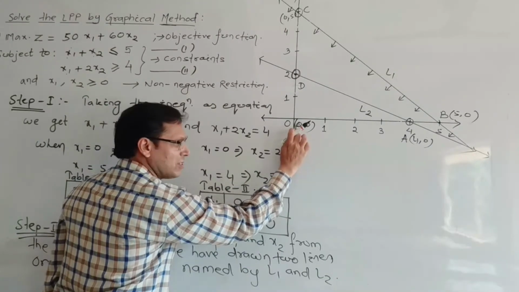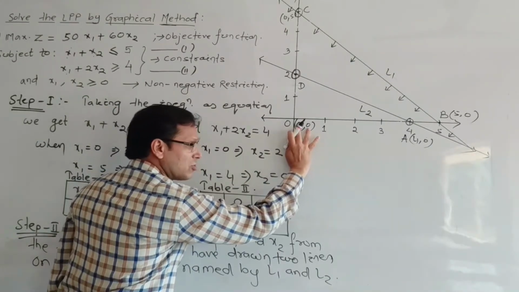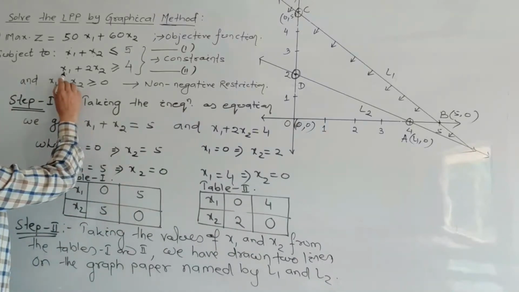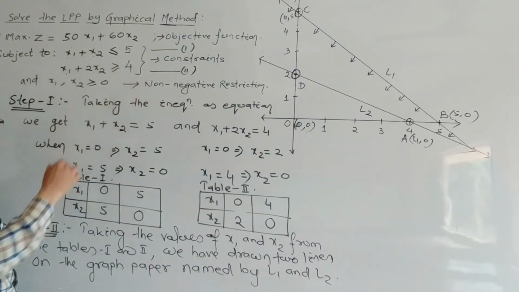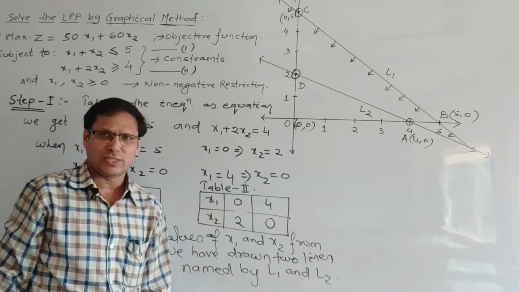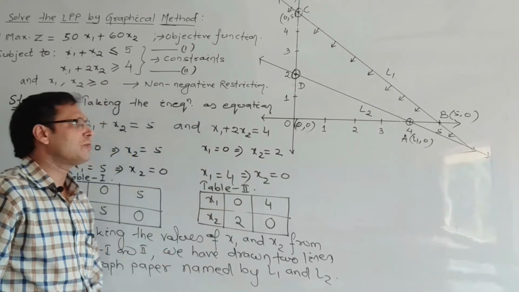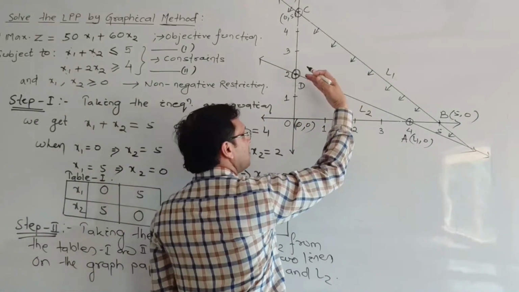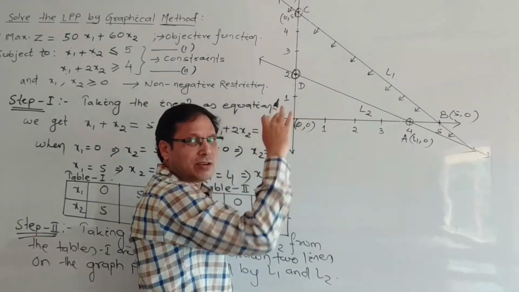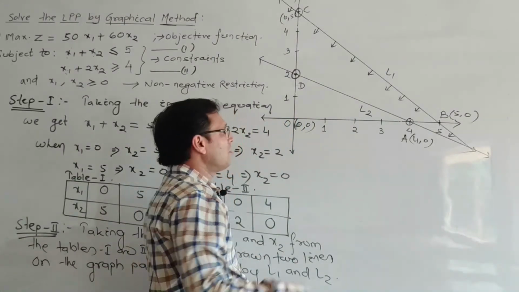That is, the value of x1 is 0 and the value of x2 should be equal to 0. Here, putting x1 equal to 0, x2 equal to 0, we get 0 plus 0, 0, which is greater than 4. This statement is wrong, that is a false statement. So therefore the origin does not satisfy the line L2. That means towards the origin there is no solution region of the line L2.